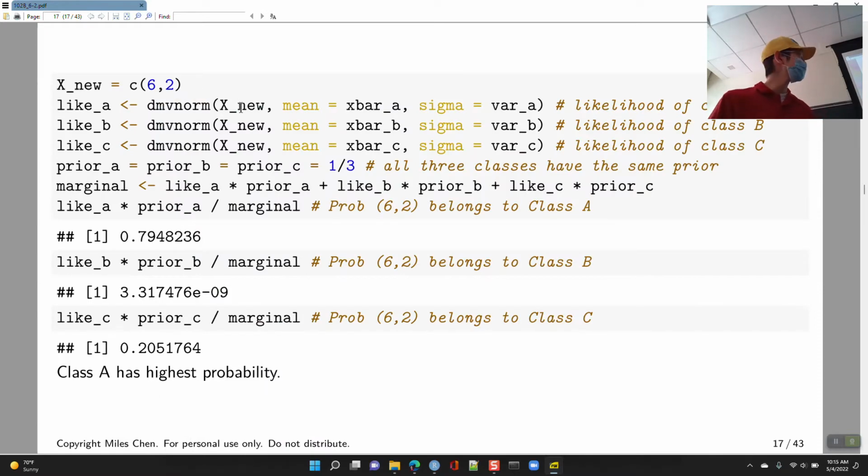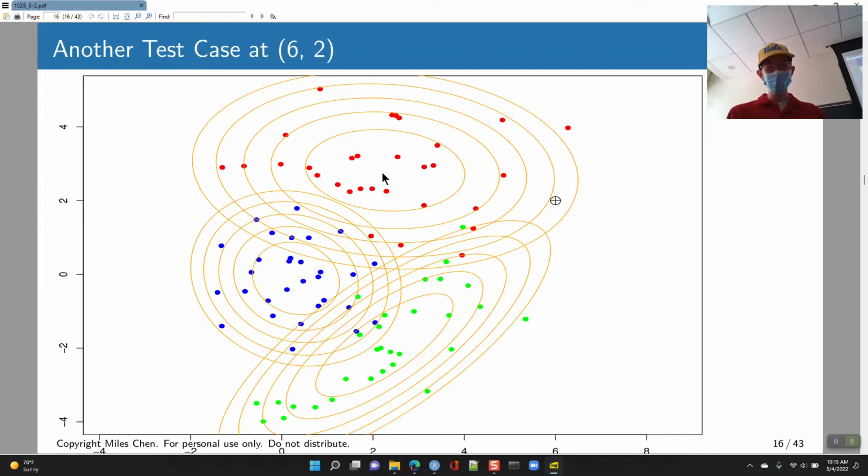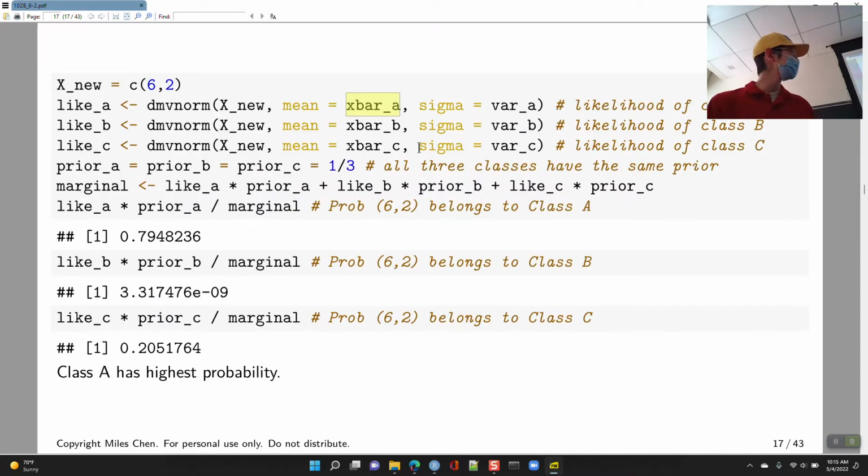We ask, what's the probability of getting 6, 2 if we have this mean, which is something around 2, 3, not exactly that, and the variance A? And what about these other classes? We have the priors, we have the marginal, and then for each case, we do the likelihood times the prior divided by the marginal. It says around 79% chance of class A, 10 to the negative 9 for class B, and about 20 to 21% for class C. So class A has the highest probability.